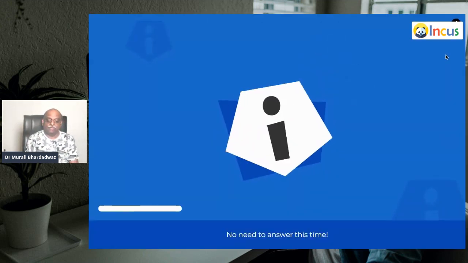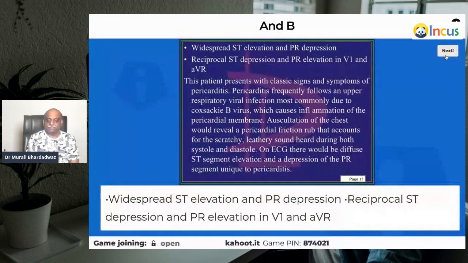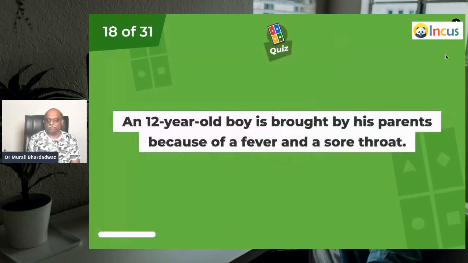Very good. So, doctor, a widespread ST elevation with a PR depression, which is a very important clue in this given story, is suggestive of pericarditis. Pericarditis and Coxsackie is what you need to remember.